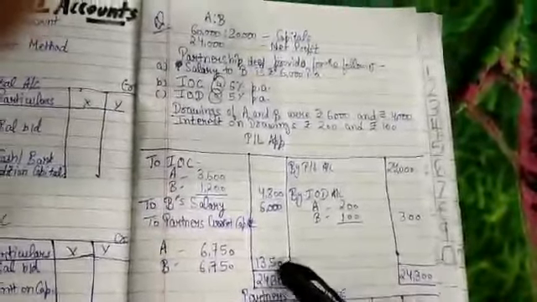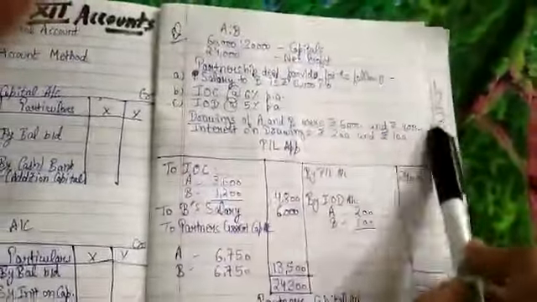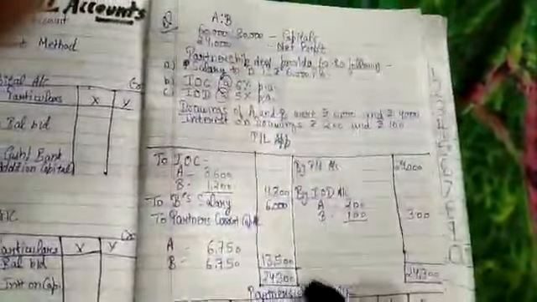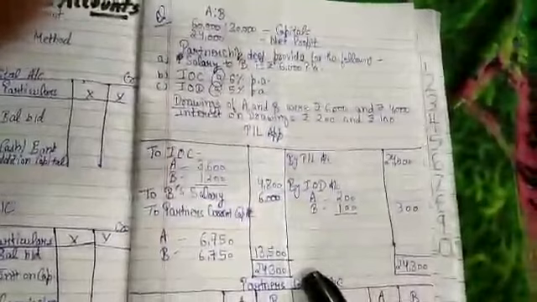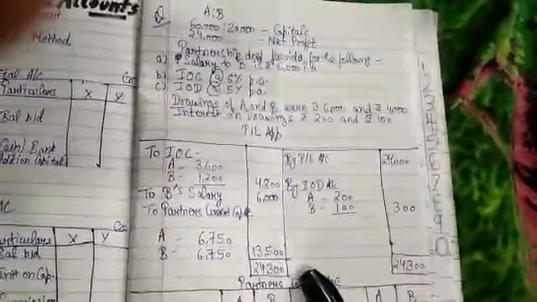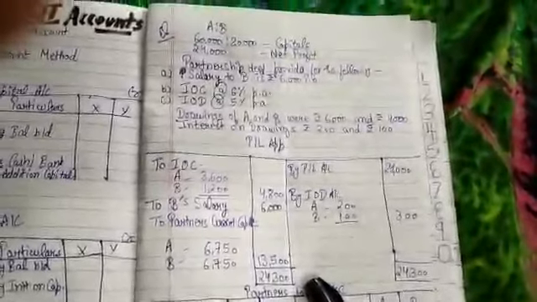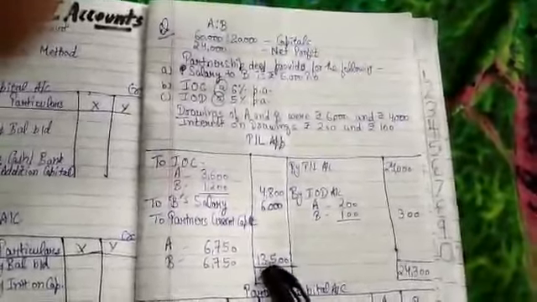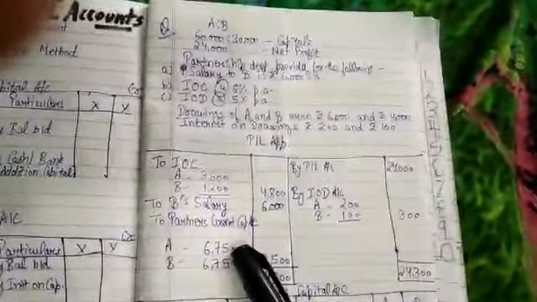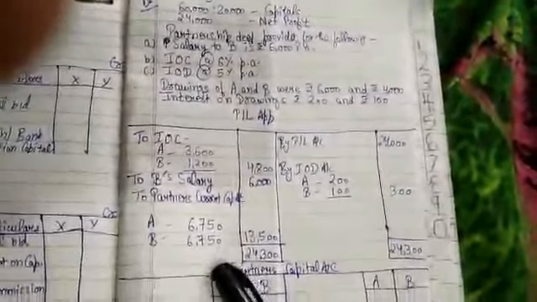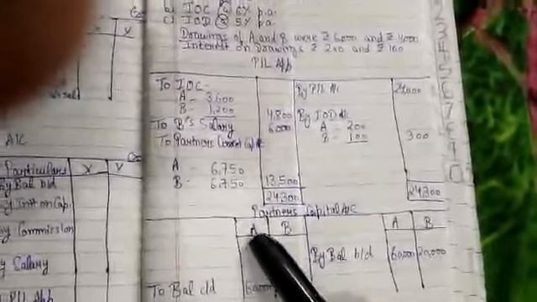Students, now there is no ratio given in the question, and it was explained to you earlier also. If there is no ratio given, you have to distribute the profit equally. So equally means divided by 2, 6,750 for A and 6,750 for B. Right? Now let's move on to partners capital account.